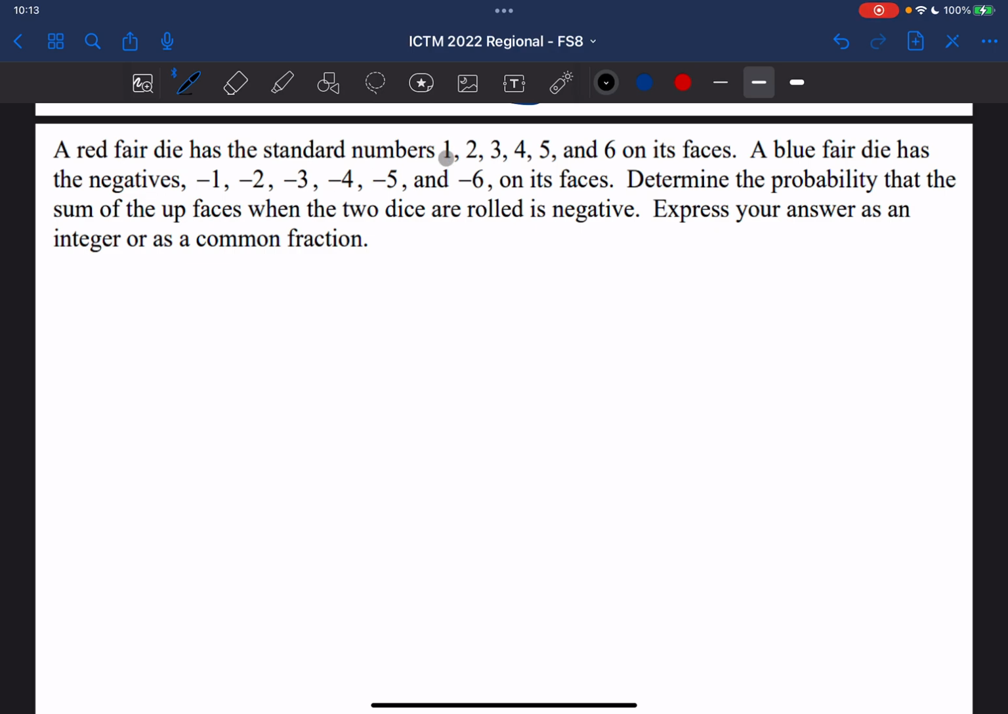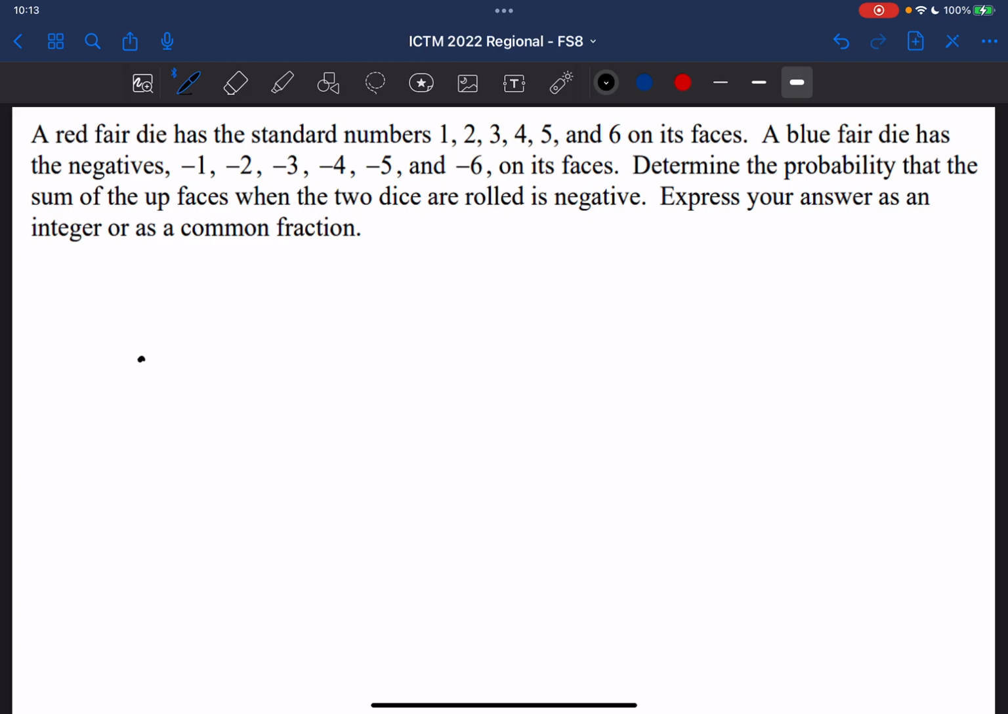So there's 6 faces here and 6 faces here. So that means in total, our total probability is out of 36. So now the question is, how many different ways can we get a negative?